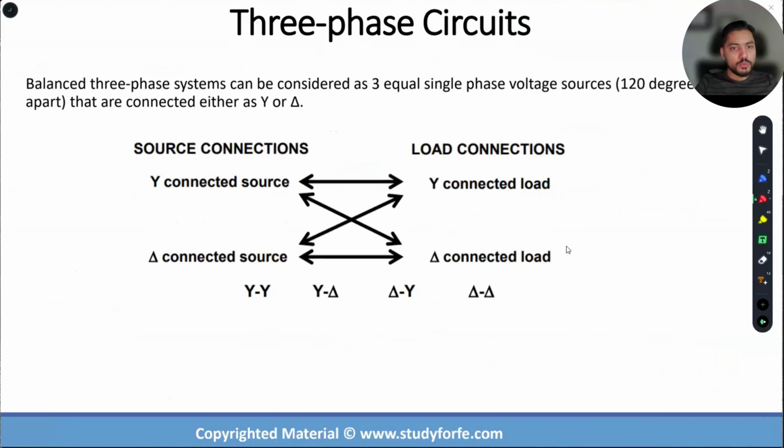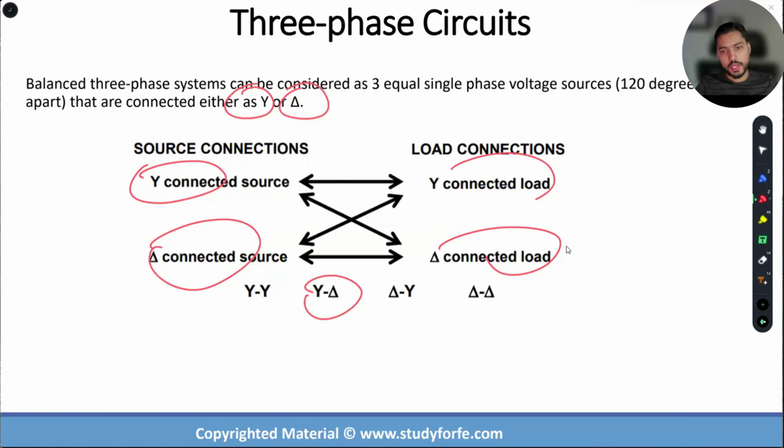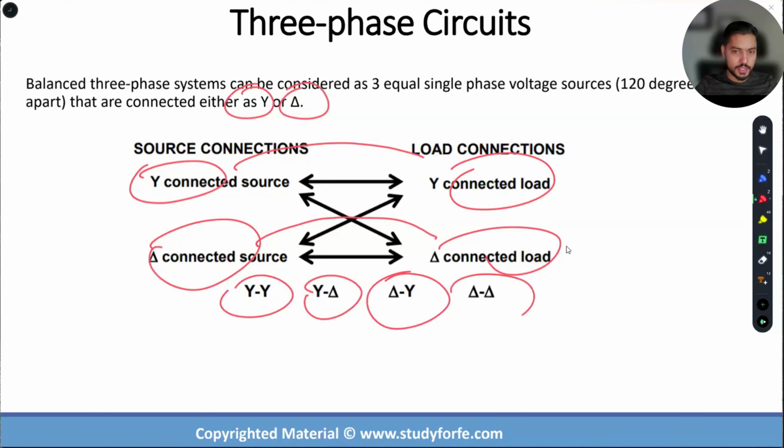So as I mentioned, there are two broad categories of three-phase circuits, two major types of connections. We have the Y connection and the delta connection. So you can now have four variations. You can have a Y connected source with a delta connected load. That is this. We can have a delta connected source with a Y connected load. So that is going to result in this. Or we can have a Y connected source and a Y connected load, and a delta connected source and a delta connected load. So these are the four major categories.